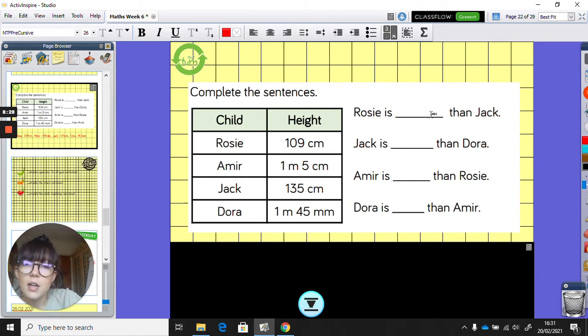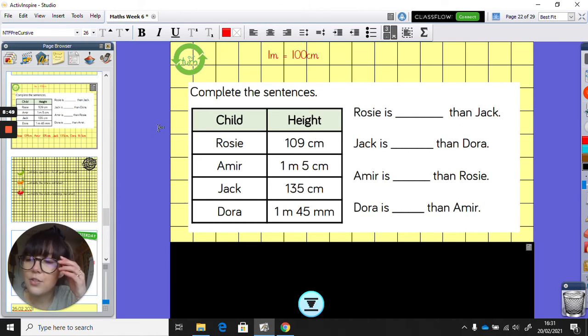And then you're going to need to put them in order so that you can answer the questions. Now, what it's asking for in the gap is either shorter or taller. Okay, so Rosie is shorter than Jack or Rosie is taller than Jack. I'm going to pop up here to remind you that 1 metre equals 100 centimetres. So don't forget. Pause the video here and have a go.